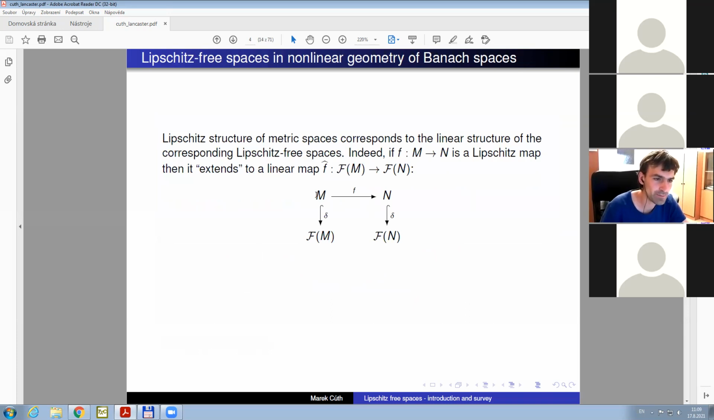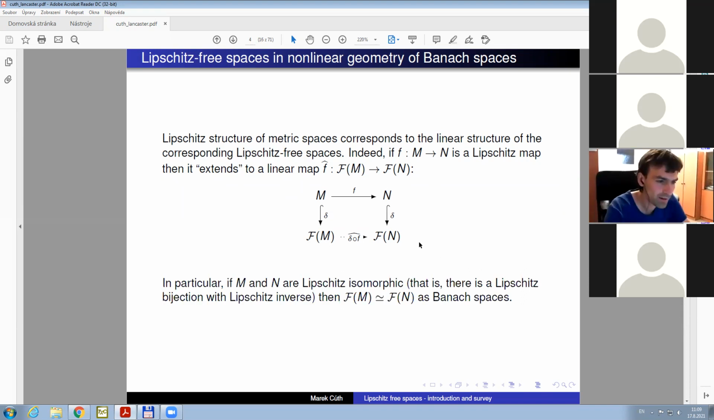Whenever we have a Lipschitz map F from M to N, we can consider a diagram, which is here. Now we consider the map F composed with delta, which maps M to the Banach space F(N), and make a linearization. So we get a linear functional from F(M) to F(N) using the universal property. So whenever we have a Lipschitz map between M and N, we have a linear map between F(M) and F(N).